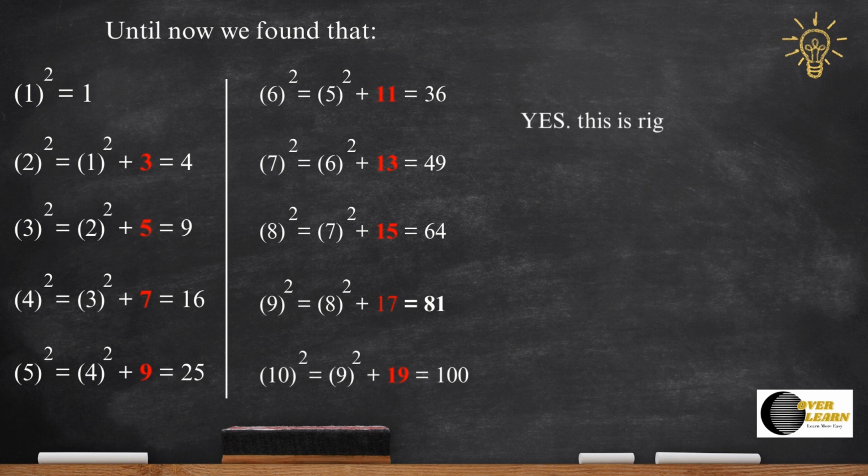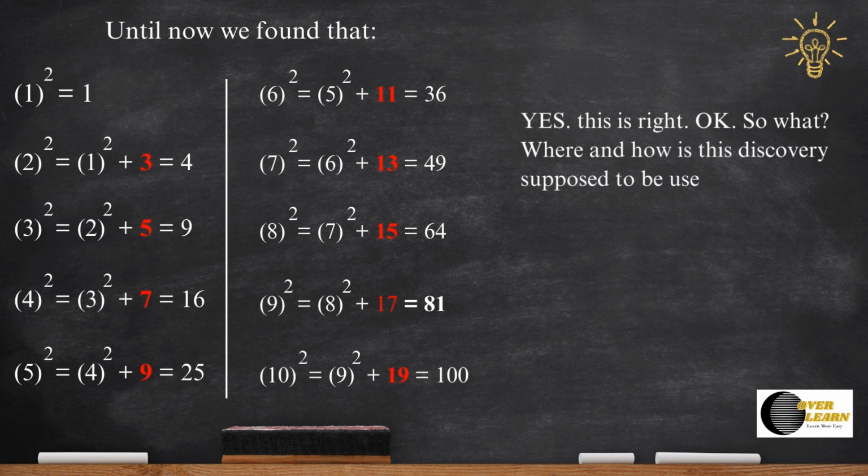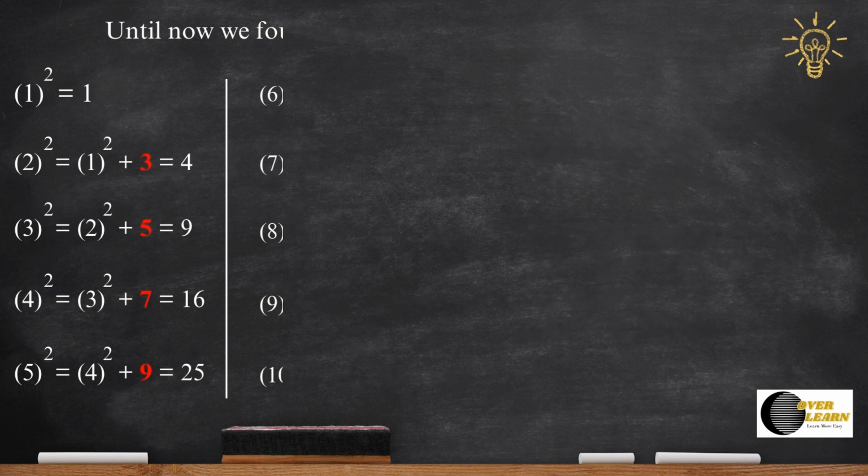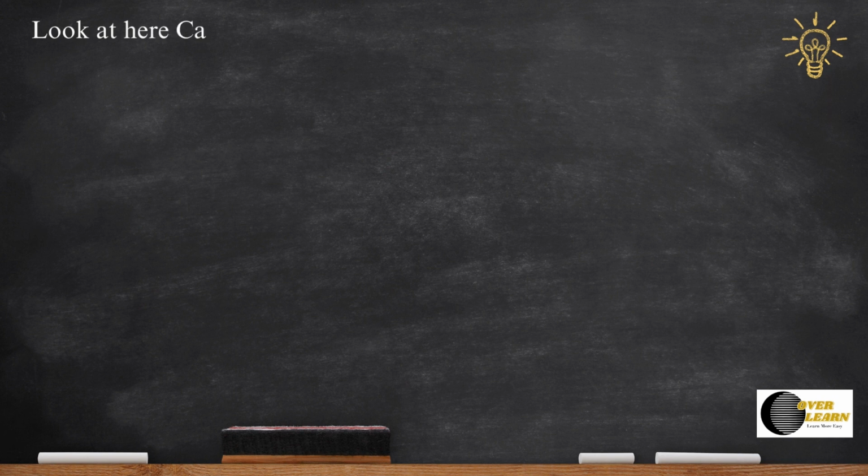Yes, this is right. Okay, so what? Where and how is this discovery supposed to be useful for us? Of course, there is a very big and helpful mystery in this discovery. You will find that now. Look here carefully. 4 power 2 is equal to 3 power 2 plus 7, which is 16.